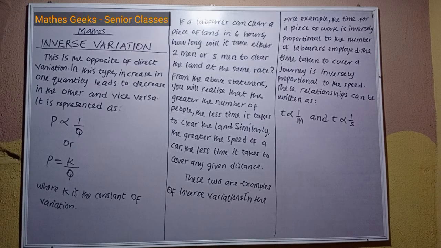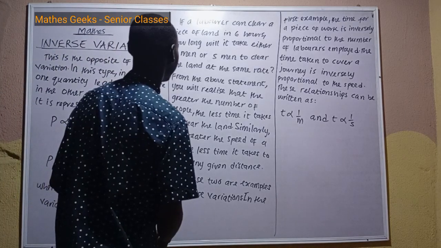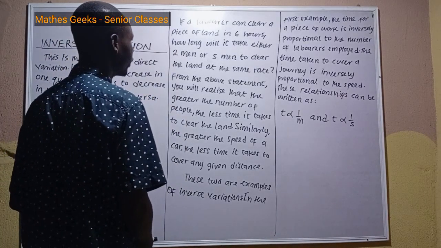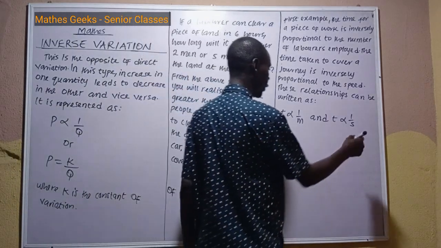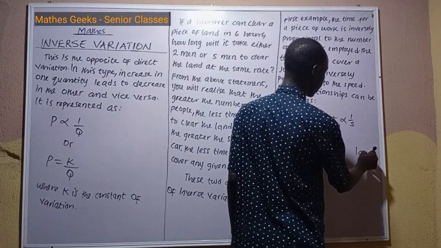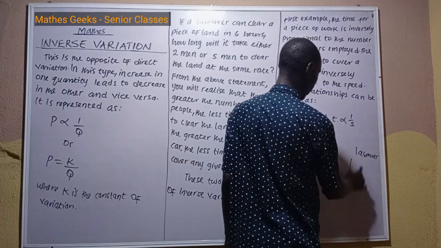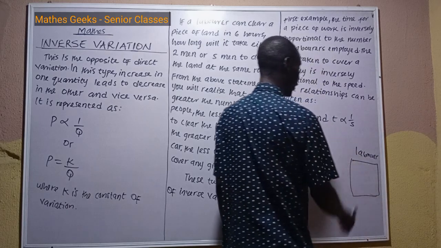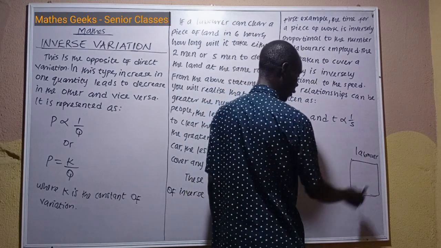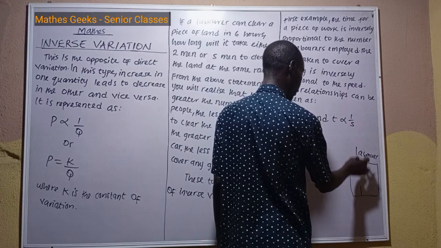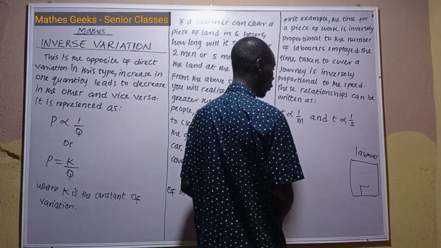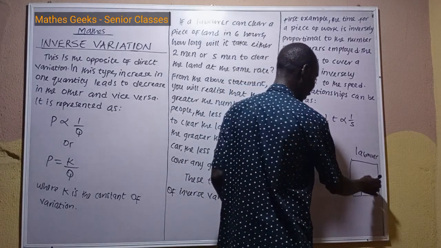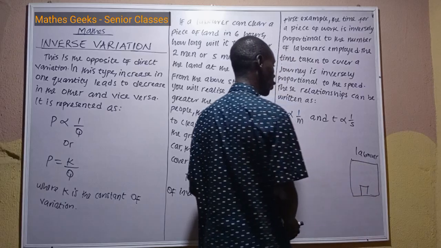Let's take an explanation on inverse variation. If a laborer can clear a piece of land in 6 hours, how long will it take either 2 men or 5 men to clear the land at the same rate? If a piece of land is cleared by one laborer, depending on how big the piece of land is, it will take a longer time for this one laborer to finish working on the land. But if more laborers are employed, it will take a lesser amount of time for the work to be finished.